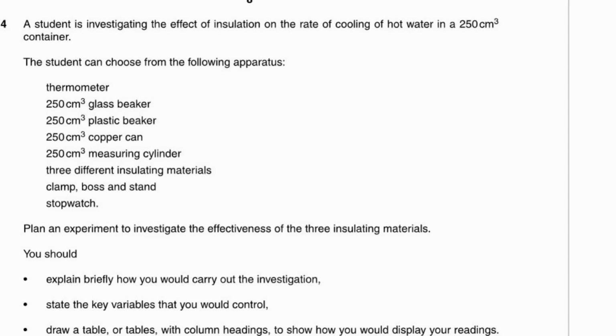Perfect. Question 4. A student is investigating the effects of insulation on the rate of cooling of hot water in a 250 centimeter cubed container. The student can choose from the following apparatus: thermometer, glass beaker, plastic beaker, copper can, measuring cylinder, 3 different insulation materials, clamp, boss and stand, and stopwatch.